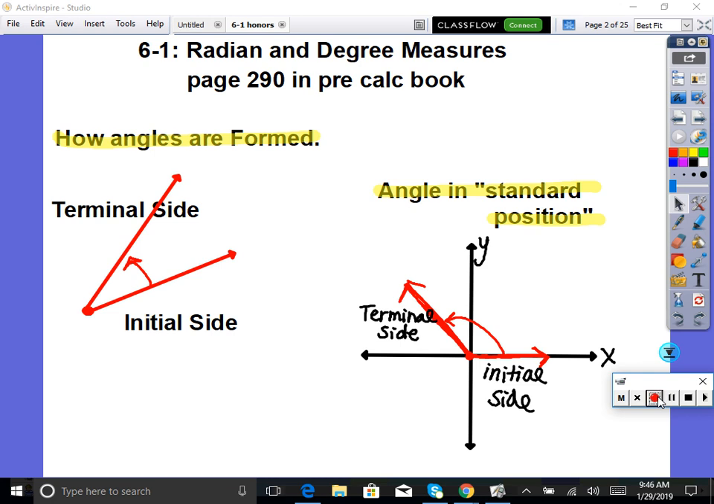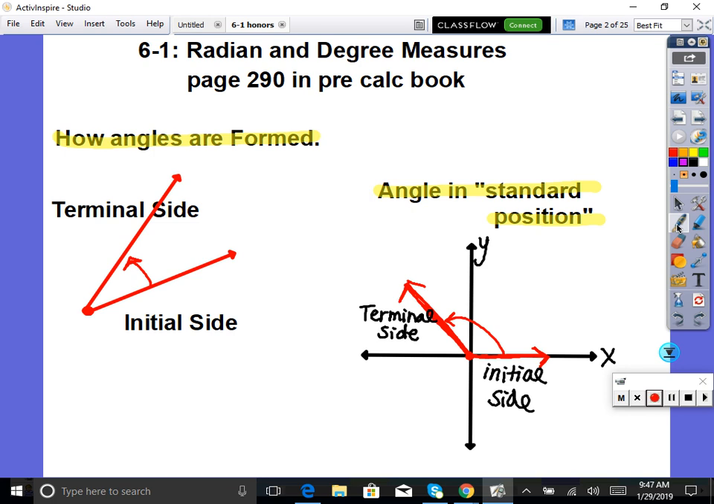So how are angles formed, everybody? Well, first of all, we obviously have to have some initial side. We have to start somewhere. So right here we have our initial side, and I open up to a terminal side, creating an angle. If they ever say terminal side, that just means the stopping point of the angle. Everyone? Okay. So now another thing is angles in standard position.